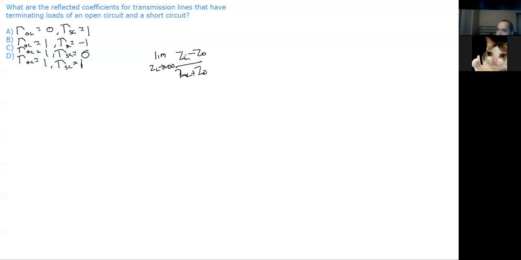So if we set this to infinity right here, actually, if you set both to infinity on the top, it's just going to be infinity over infinity. So you might as well use L'Hopital's, which is just 1 over 1. So 1. Okay, that's for OC. And then SC, that's when the load has to be 0. So that means negative ZO over ZO, which means negative 1. So 1, negative 1.